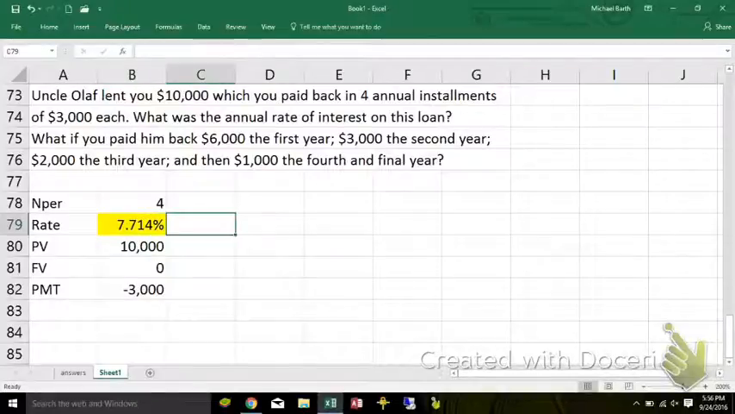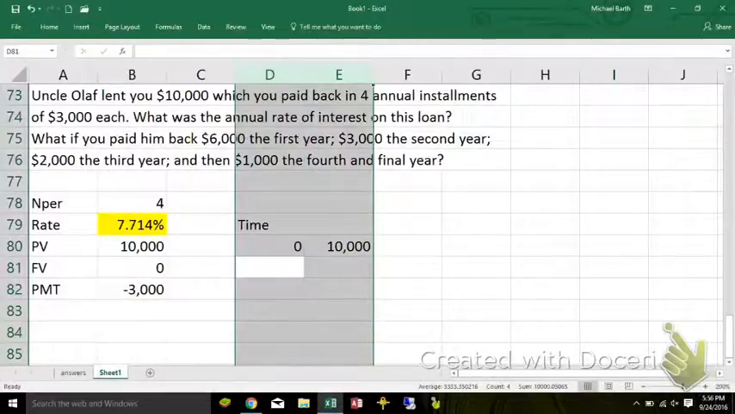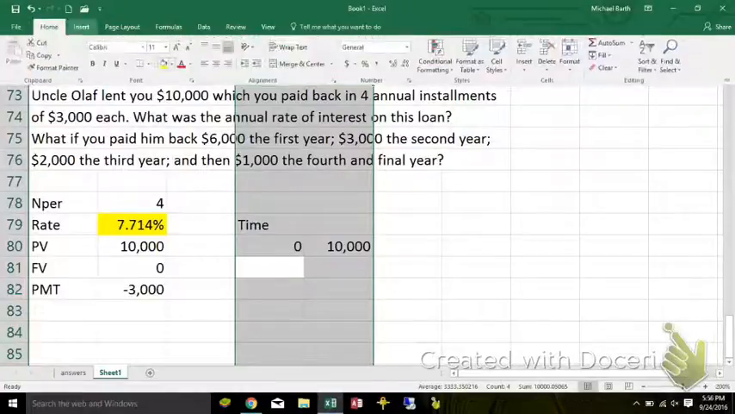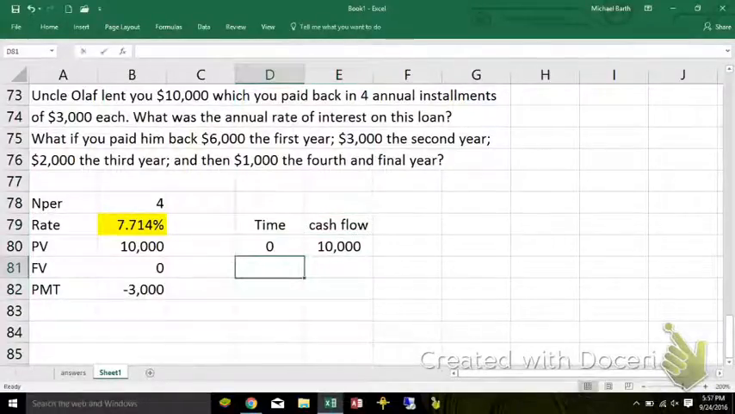Now the IRR function calculates rate. All right, and I could have actually used IRR to do this. If I have time periods and at time 0 you receive 10,000 from Uncle Olaf. I'll center this up because I like a neat spreadsheet. And we'll call this cash flow.